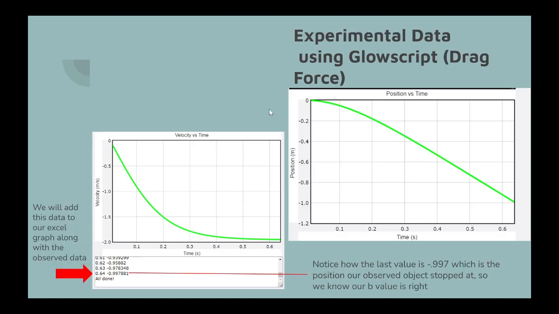So now we have experimental data using the drag force. So again, we have velocity, change in time. This time it does have a change, and then position versus time looks like that. These are the numbers we'll be adding to our graph that I showed in the beginning. And then again, this number right here at the end is the same or very close to the value of the last position that we had in our observed. So that's how we know we got our b value correct.